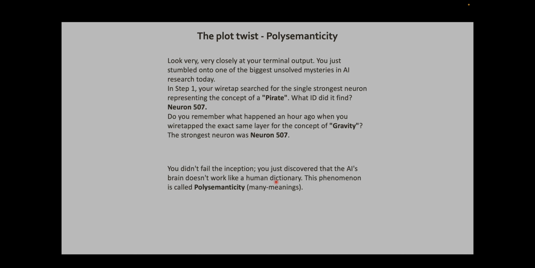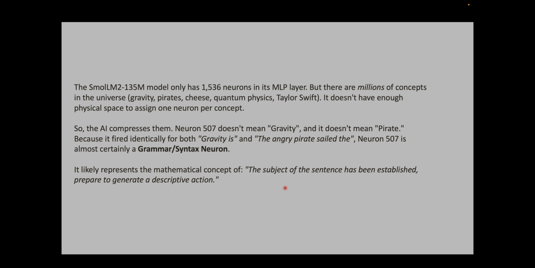So the phenomenon is called polysemanticity, which also means many meanings. The same neuron can represent two completely different concepts or constructs, basically. Now the SmolLM2, which is a 135 million parameter model, only has 1536 neurons. This is the neuron count for this particular model in the MLP layer.